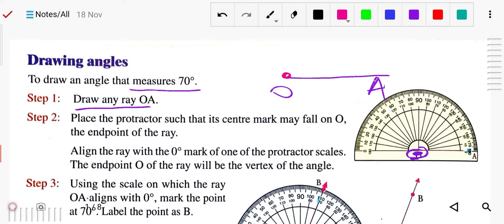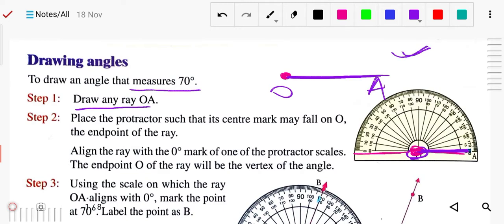Now next, you have to take care of this particular line. This is called the zero line for the inner scale, and this line is called the zero line for the outer scale. And this is called the center mark. So the center mark you have to place here. Then this line should fall on this line, meaning it should exactly cover this line. Then you have to see that we have to draw the angle on this side.